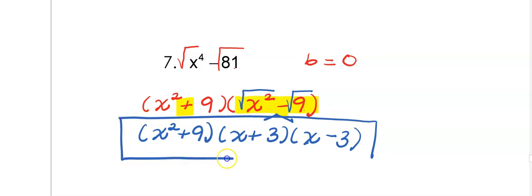Notice when you have an exponent that is bigger than 2 but still a perfect square, all that means is you're going to get more factors.